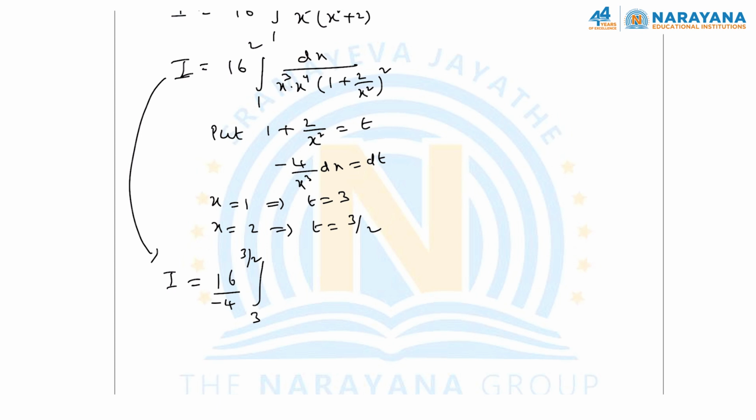From here actually we can write 1 by x square is equal to (t minus 1) by 2. So 1 by x power 4, I can write as ((t minus 1) by 2) whole square. So (t minus 1) by 2 whole square into the dx by x cube, which has become dt by minus 4. So that will be dt, and divided by 1 plus 2 by x square is t, so t square.